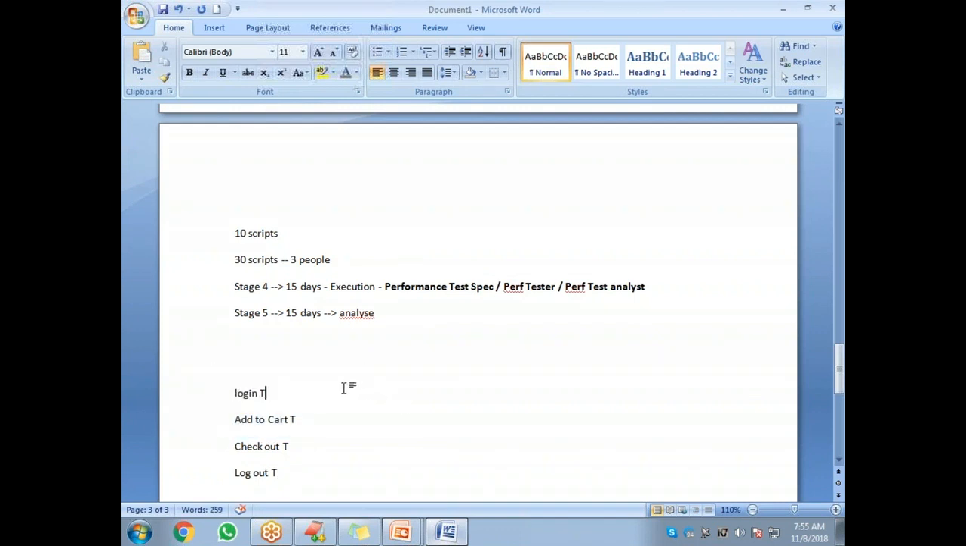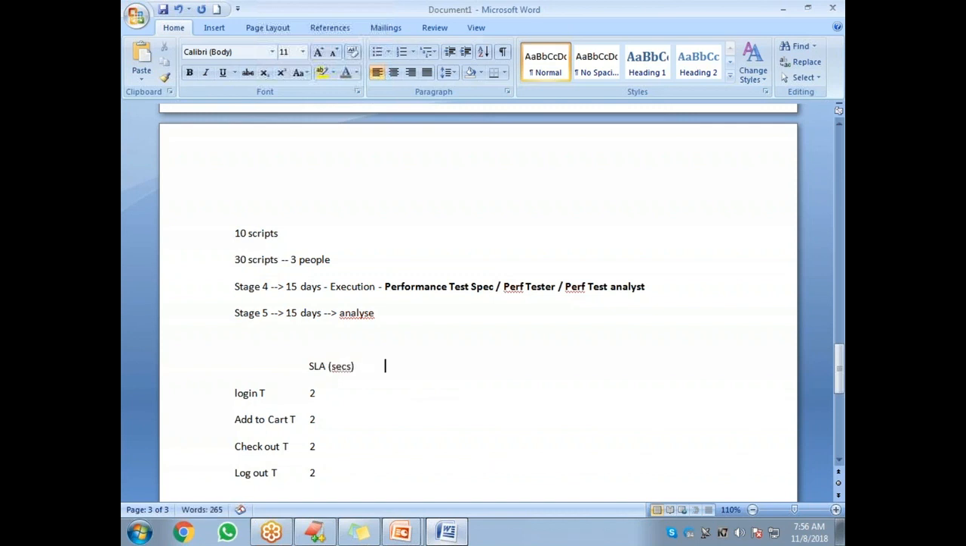Let's say these are all the transactions that you have. As per the client, what is the SLA for each one of them? Let's say the SLA for this is 2 seconds, and for this one is also 2 seconds. As a part of NFRs, you got this information. For each of those transactions, the SLA is 2 seconds. This is all in seconds, guys.